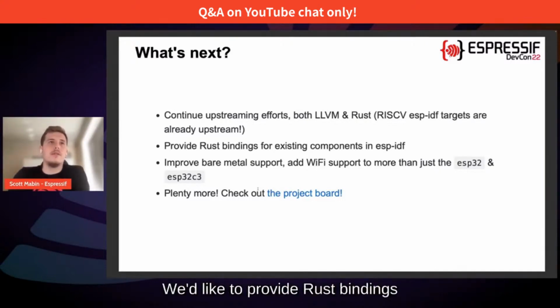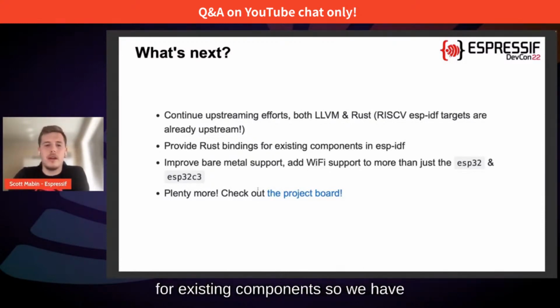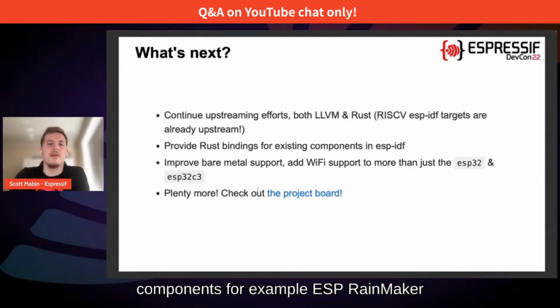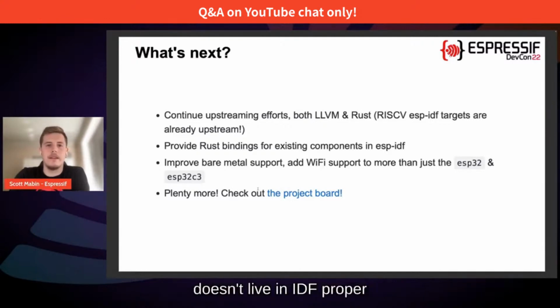We'd like to provide Rust bindings for existing components. So we have bindings for most of the core components that actually live in the ESP-IDF repo on GitHub. But we'd like to start offering bindings to important but external components. For example, ESP Rainmaker doesn't live in IDF proper, but it's a very interesting component to use.